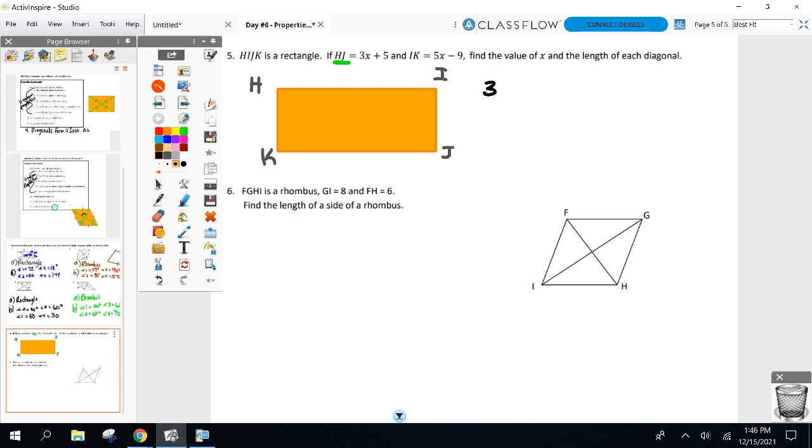Diagonals are congruent. 3x plus 5 equals 5x minus 9. Read it over though. Find x and the diagonal length. So I'm going to need somebody to do both for me here in a second. Find x and then find the length of each diagonal, which should be the same.